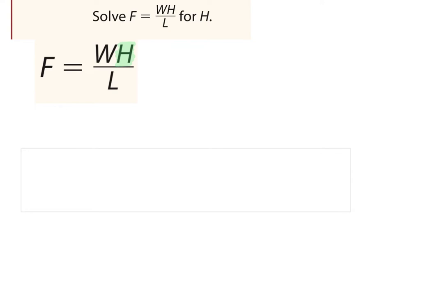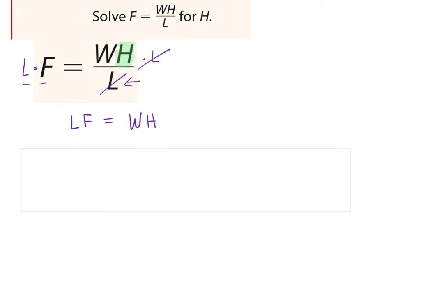So if we look at this first one, I am going to get rid of the L. Well, what's the L doing? The L is dividing. How do I get rid of something if it's currently dividing? What do I do? Yeah, so I'm going to multiply both sides by the L. And on the left-hand side, I have just two variables multiplied by each other, L times F. On the right-hand side, when I multiplied, it actually got rid of the L. Now I have just a W and an H. I'm trying to get the H by itself.